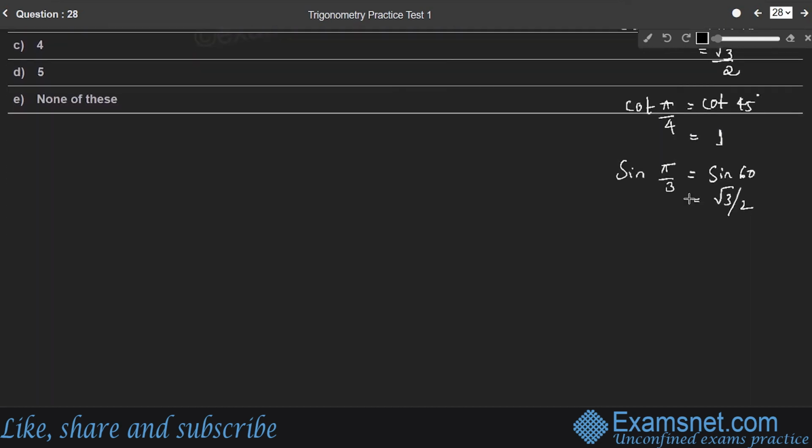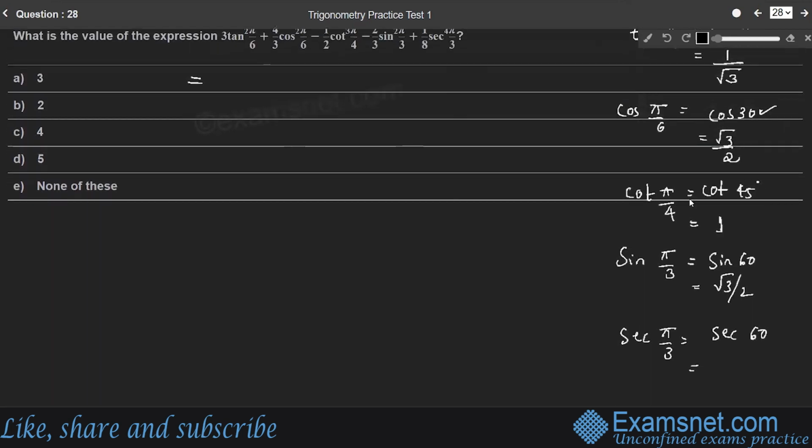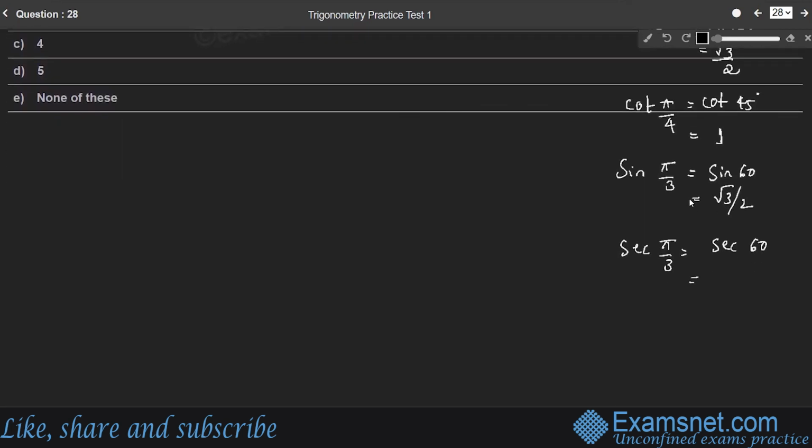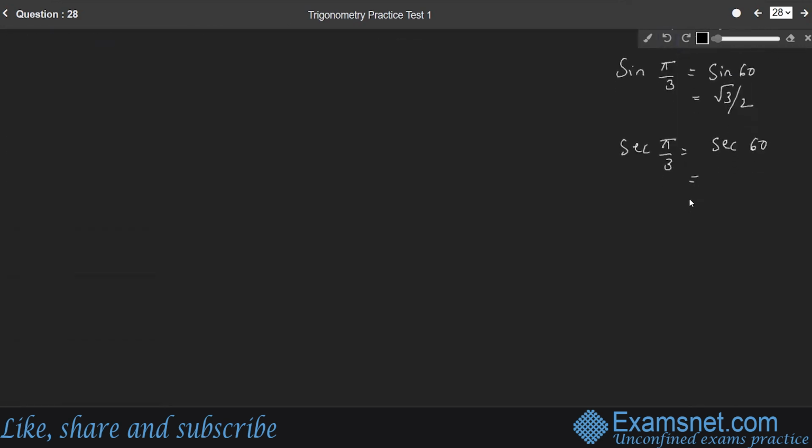And secant pi by 3 is nothing but secant 60 degrees. So what is the value of secant 60? It is the inverse of cos 60. Since cos 60 is 1 by 2, secant 60 is the inverse of 1 by 2, which is 2. So secant 60 is 2.